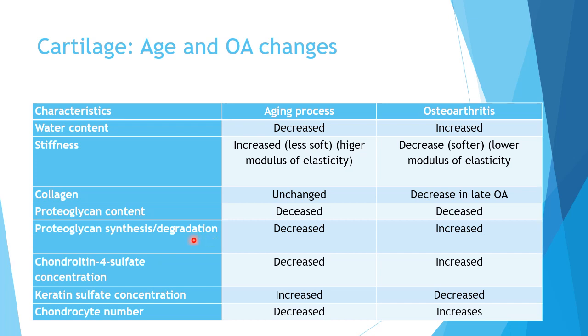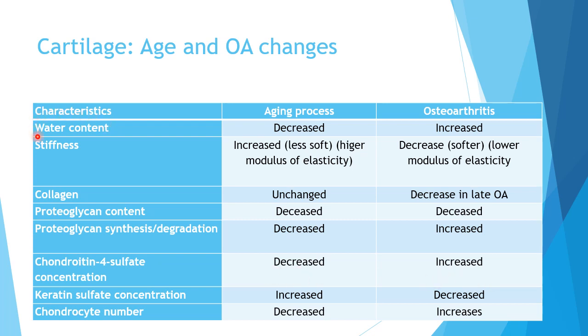The proteoglycan synthesis and degradation decrease with aging and increase with osteoarthritis. Chondrocyte number decreases with aging and increases with osteoarthritis. The keratan sulfate increases with aging and decreases with osteoarthritis. The chondroitin sulfate decreases with aging and increases with osteoarthritis.